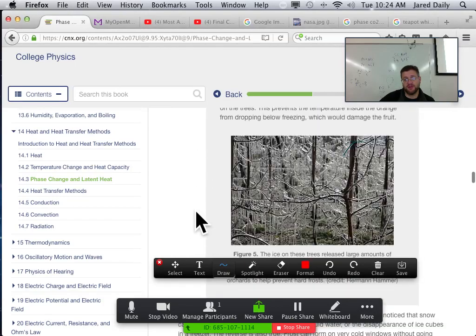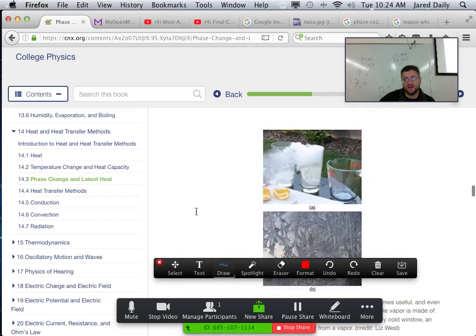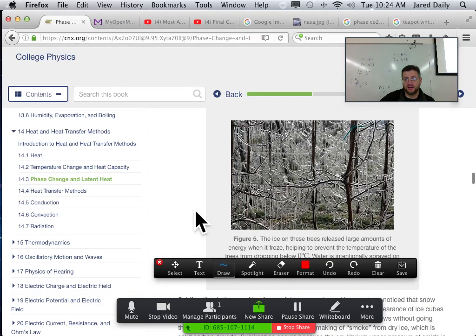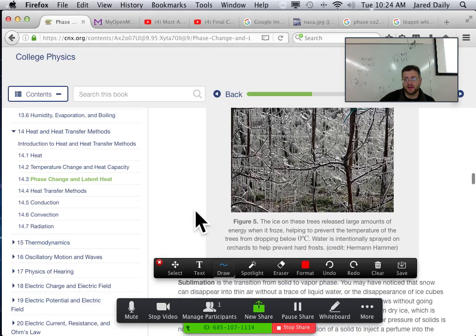Let's do another example. Well, this is a great example here. Okay, so peach trees are notoriously susceptible to frost. It damages them very easily. Okay? And if you damage your peach blossoms in the spring, you get no peaches.